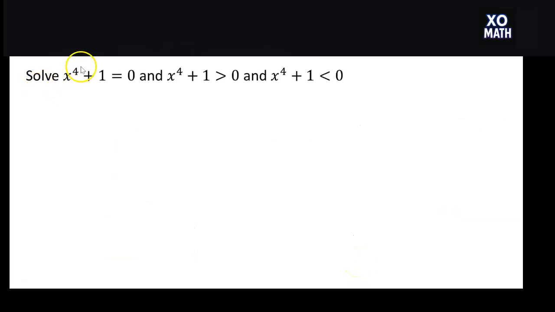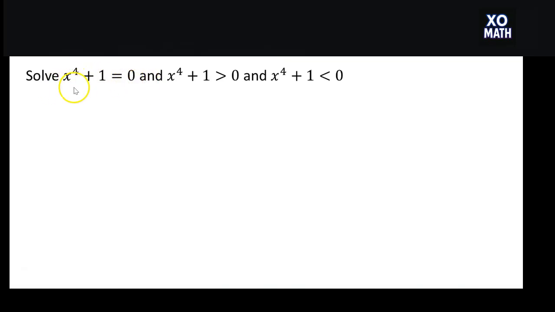Now we want to solve x to the 4th plus 1 equals 0, x to the 4th plus 1 is greater than 0, and x to the 4th plus 1 is less than 0. We can actually solve this equation and these inequalities without any work if we just have a little bit of number sense and understand what we're doing when we're solving equations. We're looking for all x values that make the statement true.